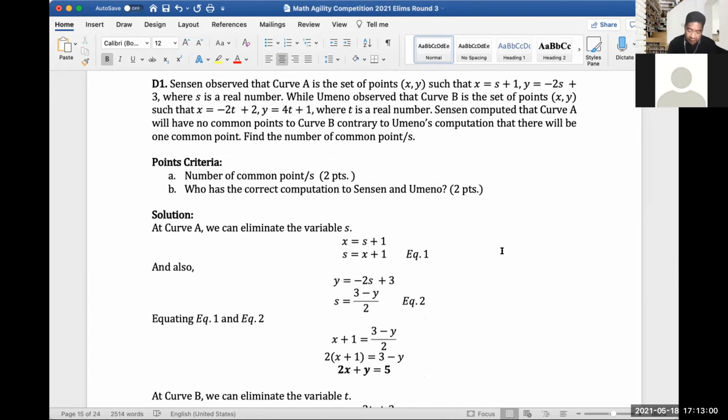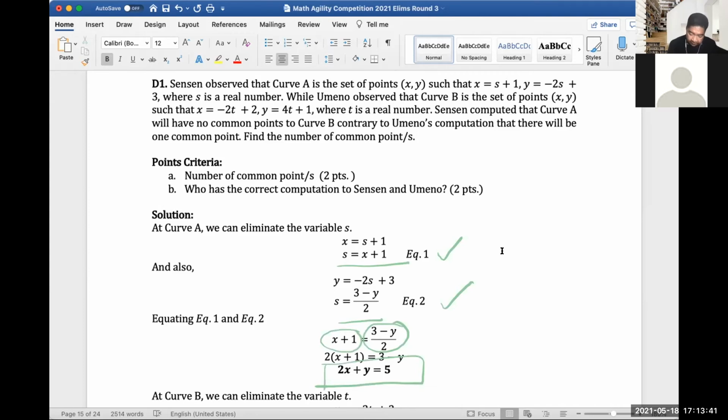So at curve A, actually we can eliminate the variable s. So that's x is s plus 1. So in terms of x, s would be equal to x minus 1. And also, y would be negative 2s plus 3, right, as given. So in terms of y, s would be 3 minus y all over 2. So we have equations 1 and 2. And by equating these two equations, we will resolve 2x plus y equals 5. So that's curve A.